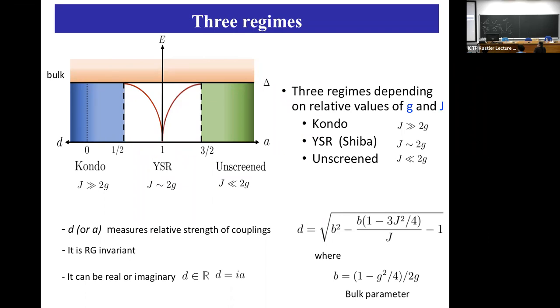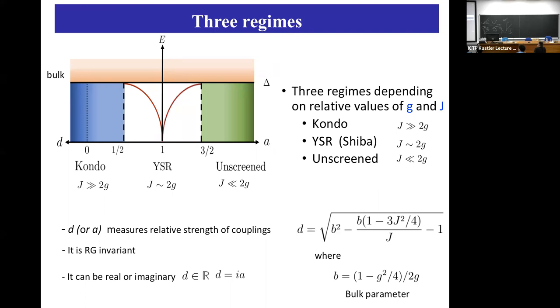In the YSR phase, what happens is that the Kondo impurity binds an electron to it, and in this part it is screened. And here there is a first order phase transition where it becomes unscreened and connects to a fully quantum unscreened phase if J is very small compared to 2G. The quantity that determines where the phases are located is a renormalization group invariant combination of these couplings.